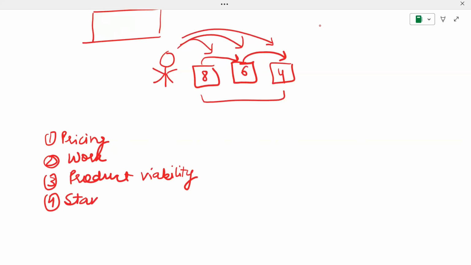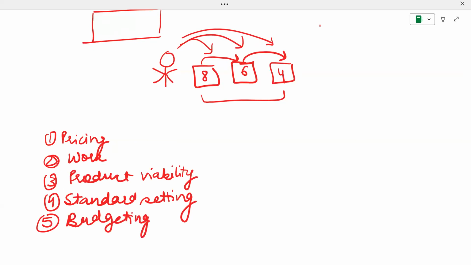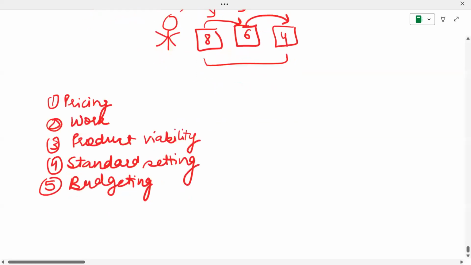If you know that the labor is going to learn, you're probably not going to allow them the same number of hours that you allow them the first time. Then another thing, budgeting. Definitely, once you set the standards, budgeting can also be done using these standards. So these are the few applications of the learning effect.